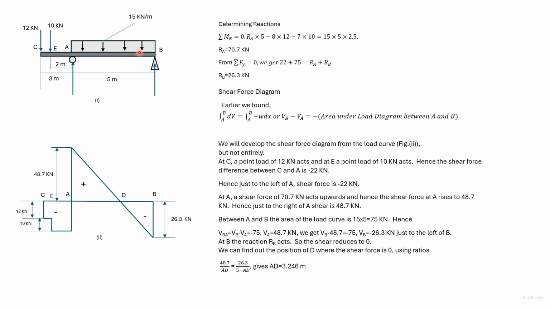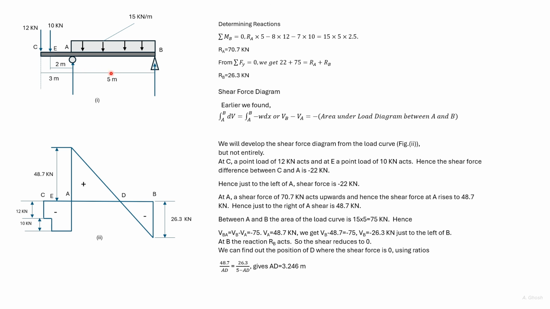Between A and B, the total area of the load diagram is 15 into 5, which is 75. We now use this equation. So VBA is equal to VB minus VA is equal to minus 75. We have found out that VA is 48.7. So we get VB as minus 26.3 kilonewton, which we have plotted here.